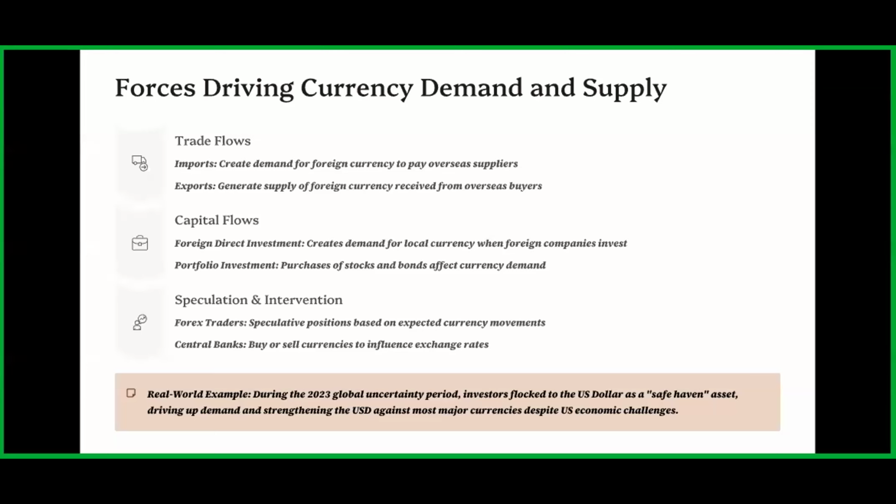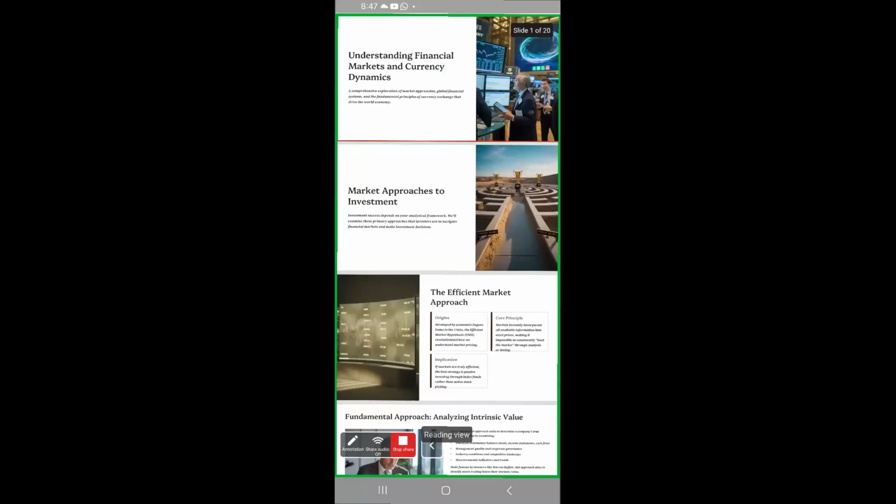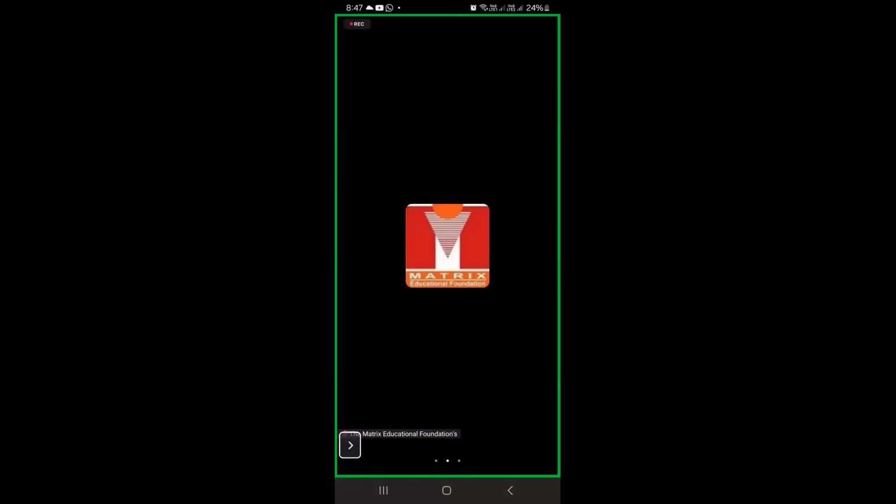Okay, so this is how the exchange rate is decided. We will also see one video that I will share with you guys, so you can have more clarity about exchange rates. I'll try to share the video with you. Just have some patience.